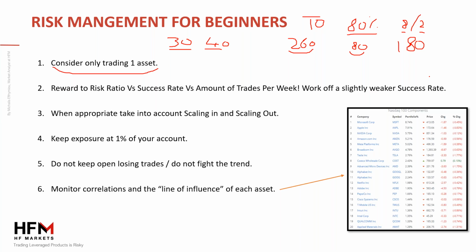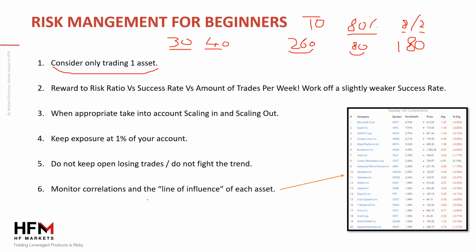And the last thing I want to mention, because we've been speaking now an hour and 5 minutes, is to monitor correlations and the line of influence of each asset. For example, look at the assets and say, what is influencing the assets? Is it bond yield? Is it stocks? Is it risk appetite? Is it sentiment? What is it which is influencing the asset? And each day, look at those influences and build a bias for the day.